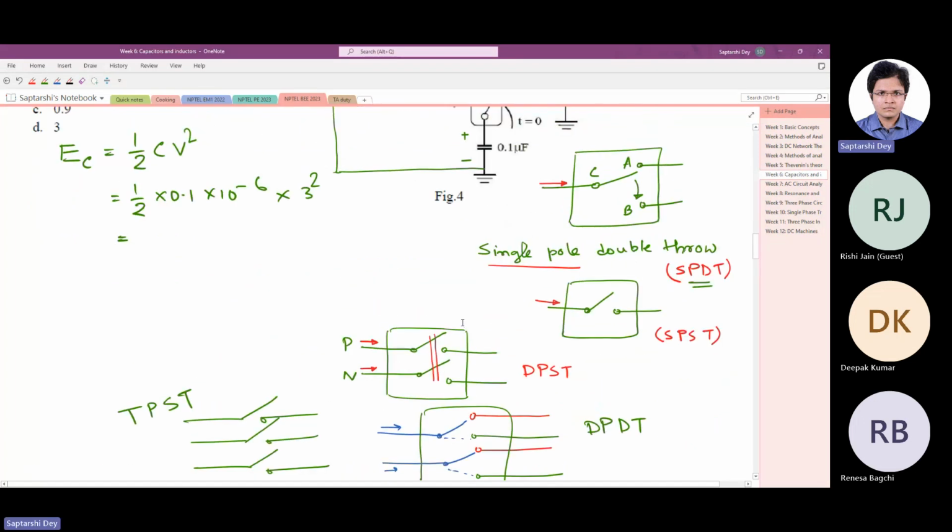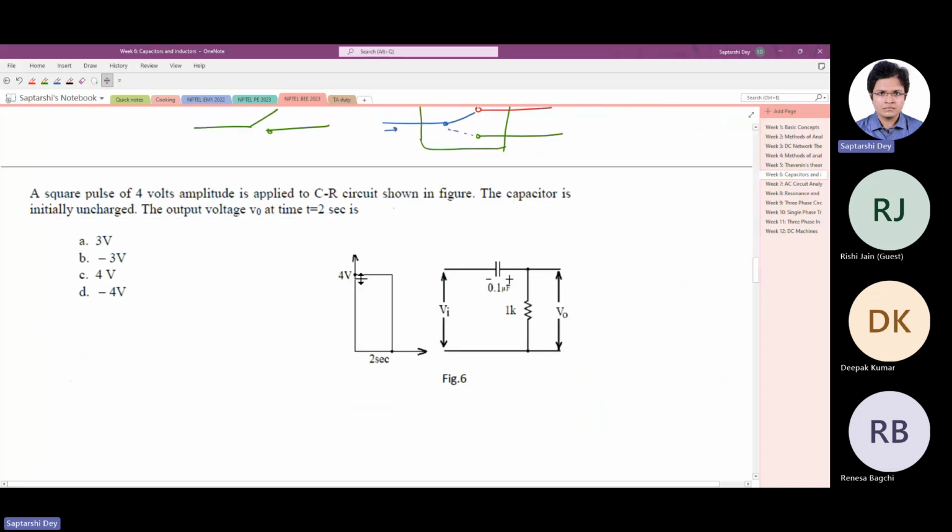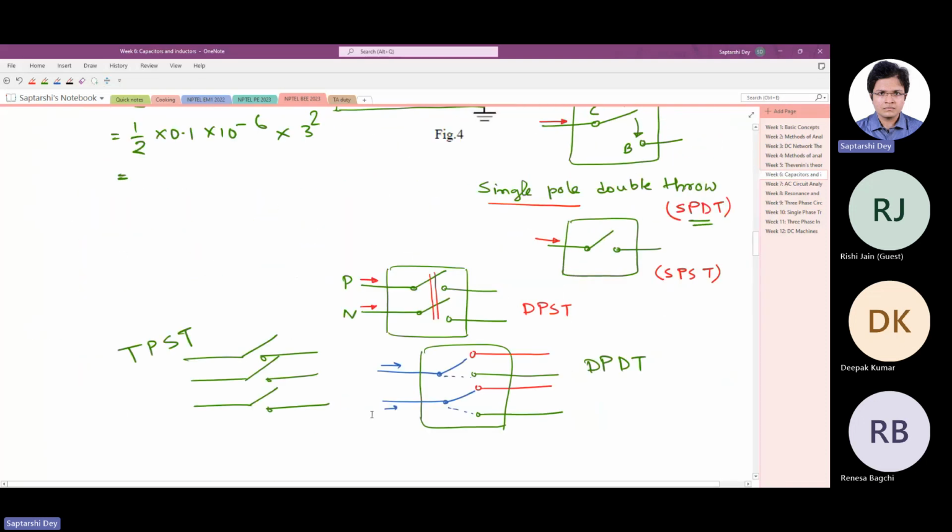Okay, we'll remove this switch discussion so that we have space here.